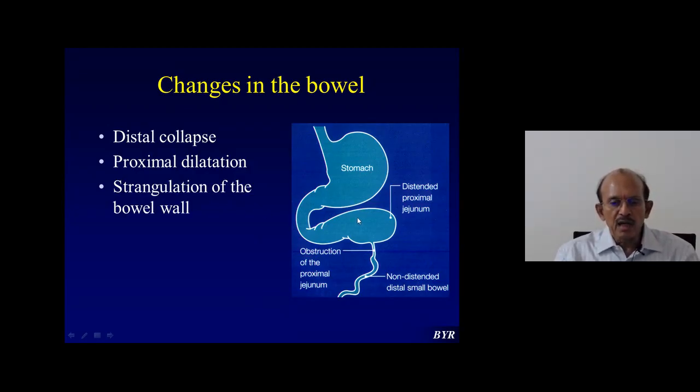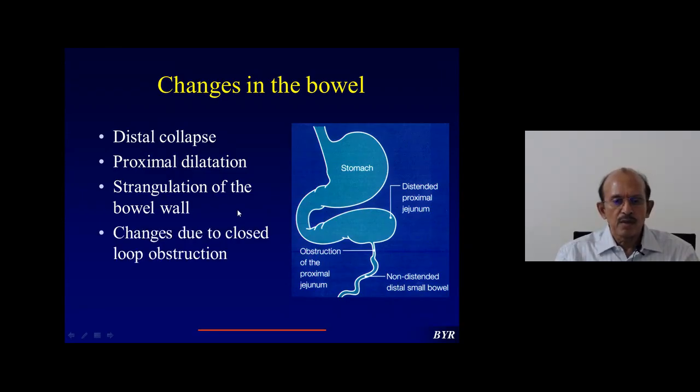Then, if it is not relieved, this proximal dilated bowel can progress to strangulation. And if it is due to closed loop obstruction, the changes in the bowel are something different. So we have to study about these pathological changes in the bowel.